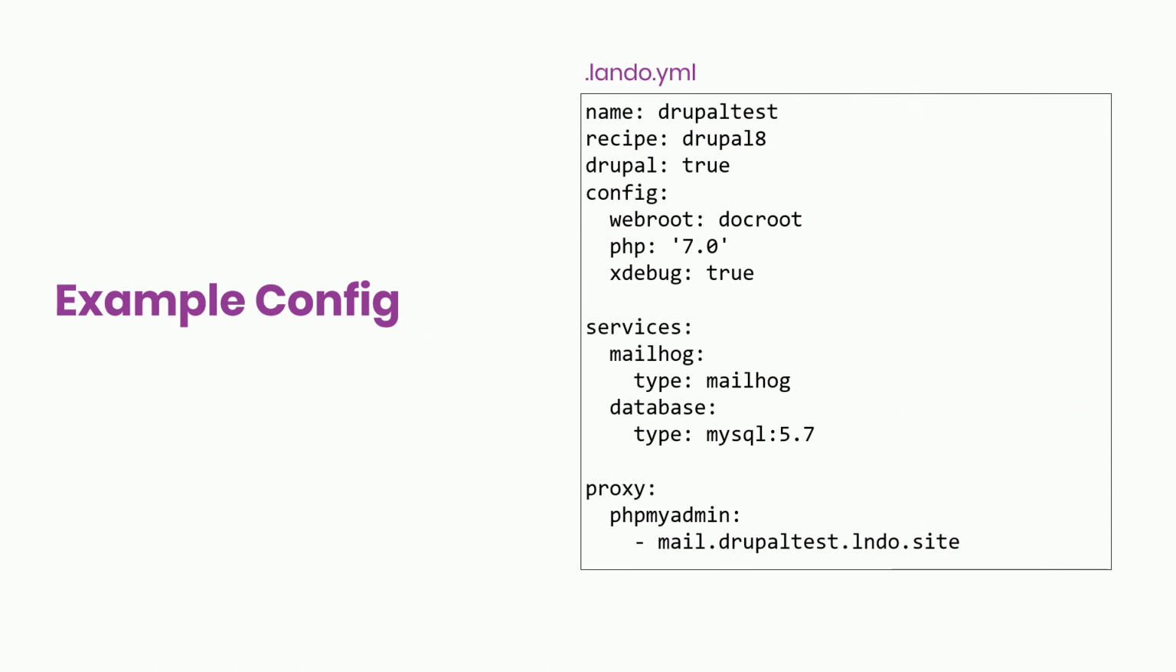This one uses the Drupal 8 recipe, so it's going to pull in your whole PHP, your whole LAMP stack, essentially, with all the common configuration for Drupal 8 already done for you. This one, Drupal true, means it's going to install Drupal console for you, so you can type Lando Drupal, and it'll run Drupal console commands inside the container. And then we've got config. So webroot says, okay, your doc root is in a directory called doc root within your project, so it configures Apache to look there for your index.